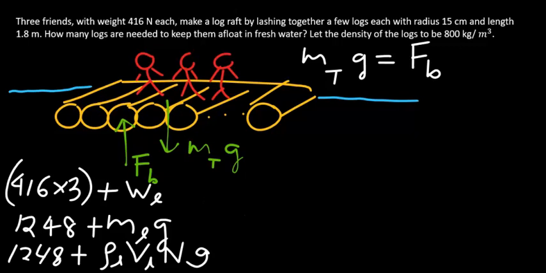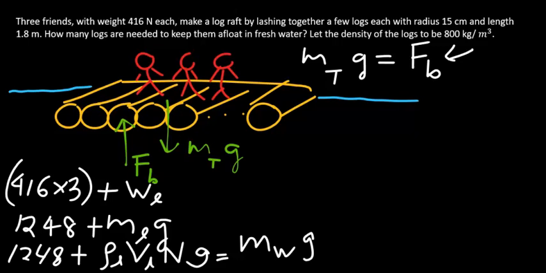Now let's look at the right-hand side, the buoyant force. According to Archimedes' principle, the buoyant force is equivalent to the weight of the water displaced by the system.